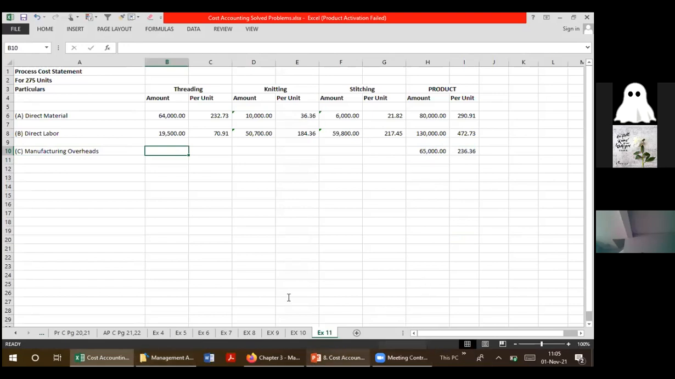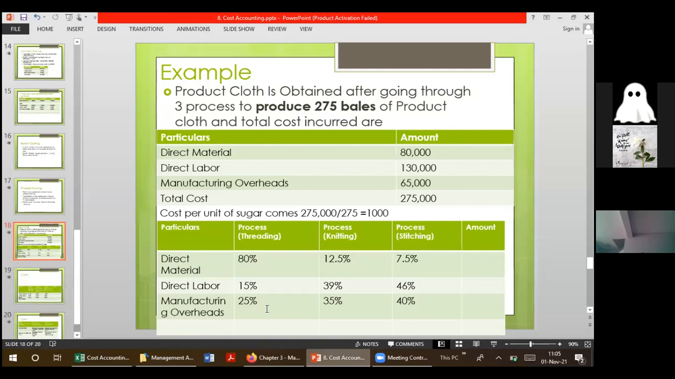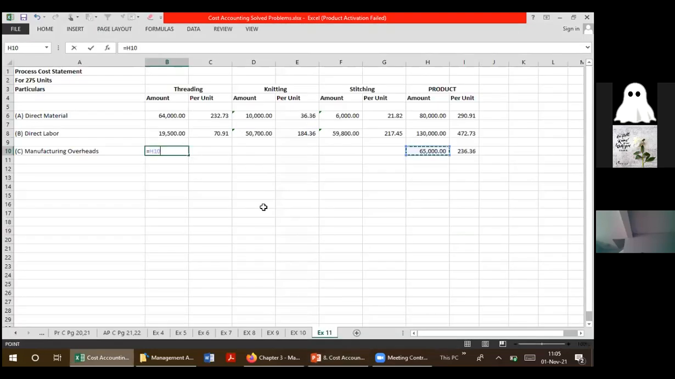So by the process, percentages are given here. For threading process, manufacturing overhead is 25%. So we will have 25% of 65,000, multiplied by 0.25. 16,250 divided by 275 will be per unit cost: 59.09.